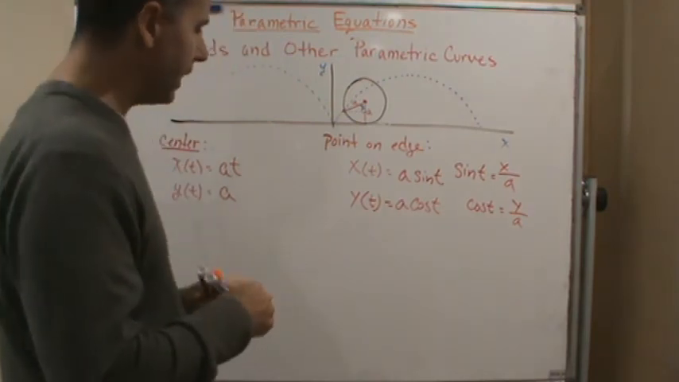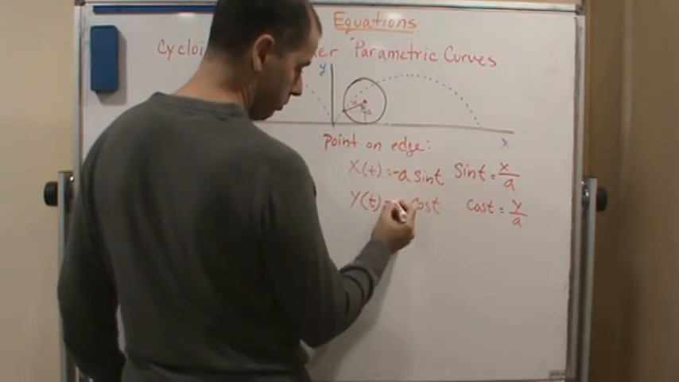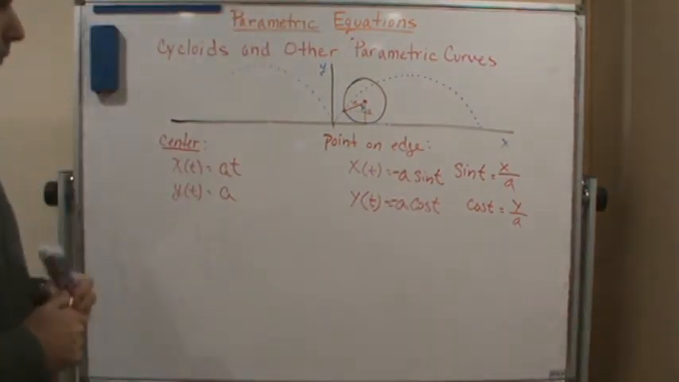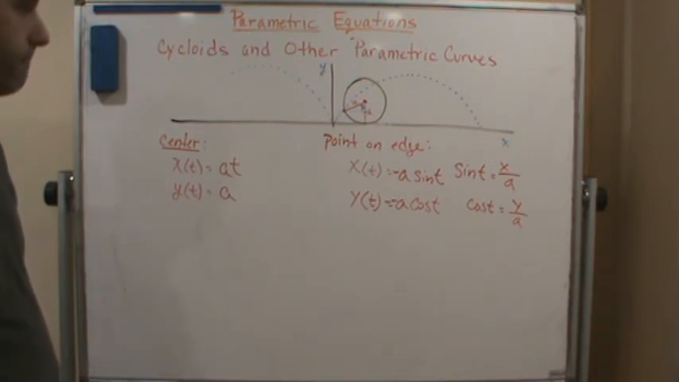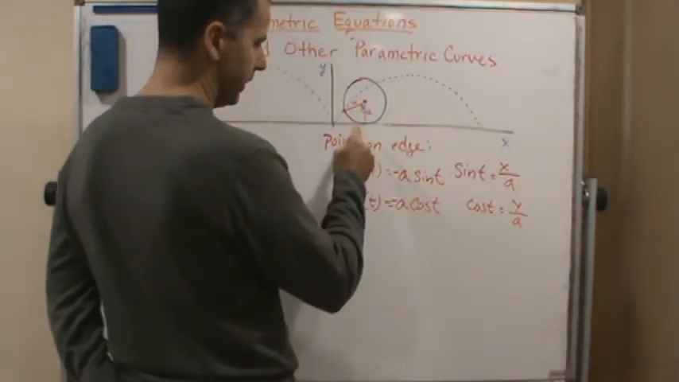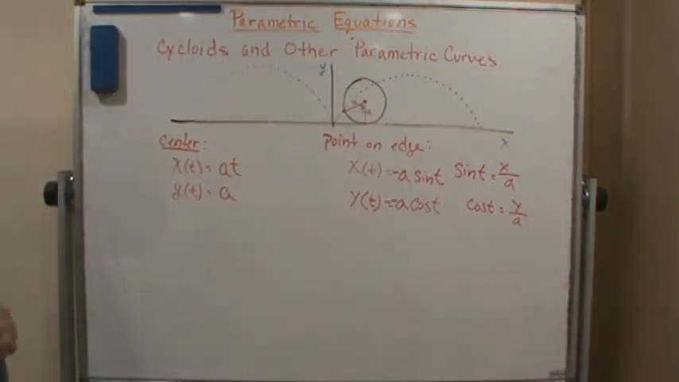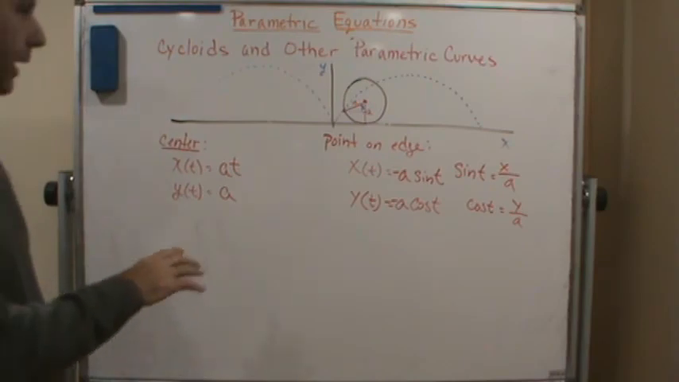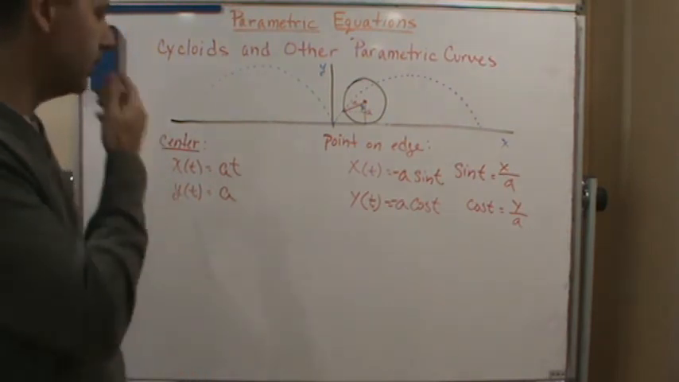Oh, by the way, since we're moving clockwise, we're going to want to make these negative. So these are going to want to be negative, and the reason is because we're going clockwise as the wheel is moving left to right. So it's moving clockwise.